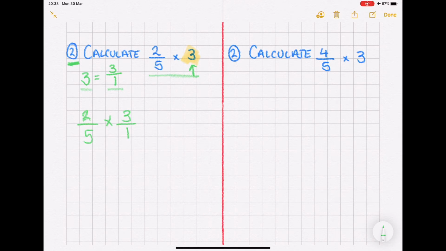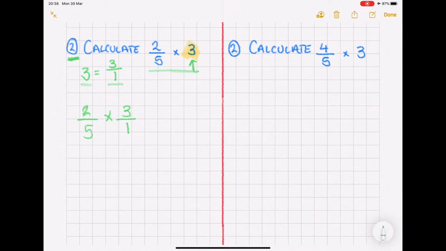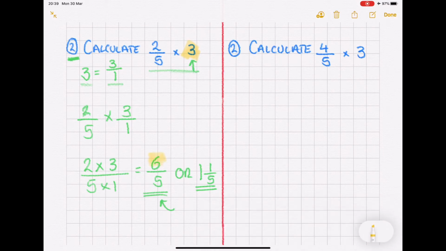Now this is looking really similar to the type of example we had in the first example. So let's multiply those two together, the two numerators, 2 times 3 over 5 times 1 gives us 6 over 5. And that is our answer in the most simplified form. You might see some people write that as a mixed fraction like that, which is perfectly acceptable. I personally prefer a top-heavy fraction, but that's my preference. So the answer to 2/5 times by 3 is 6 over 5, 6/5.